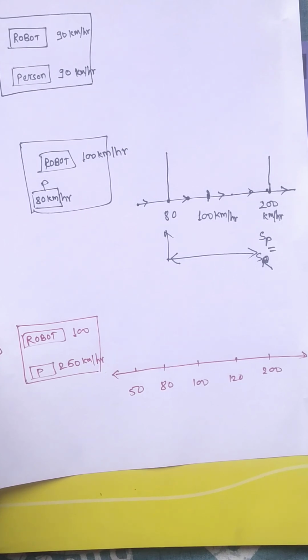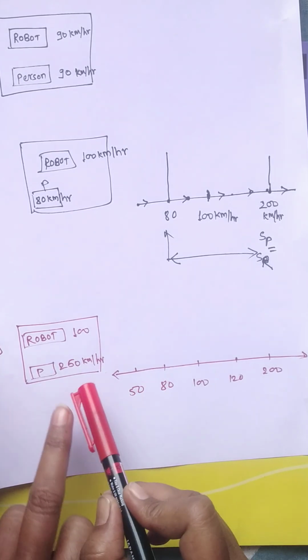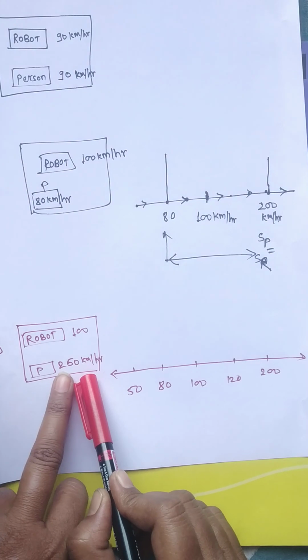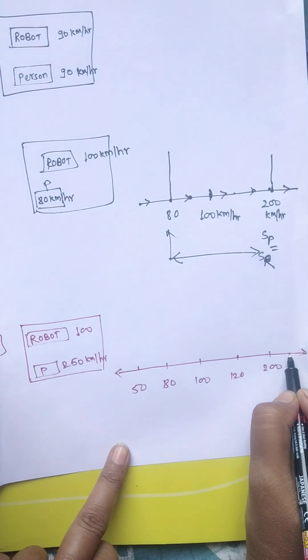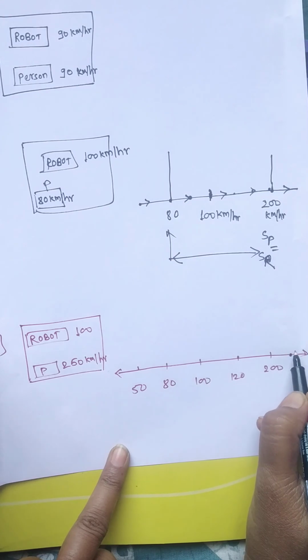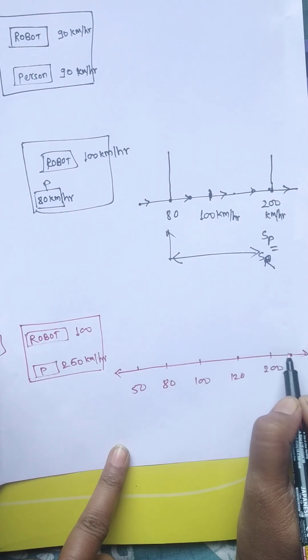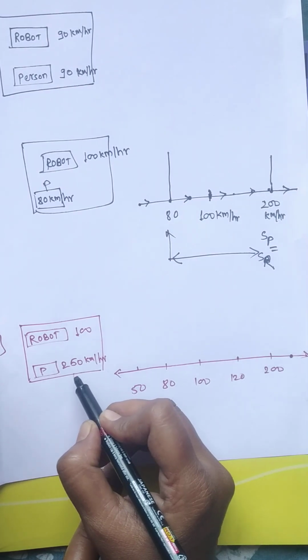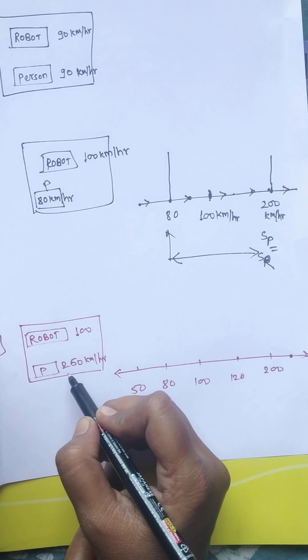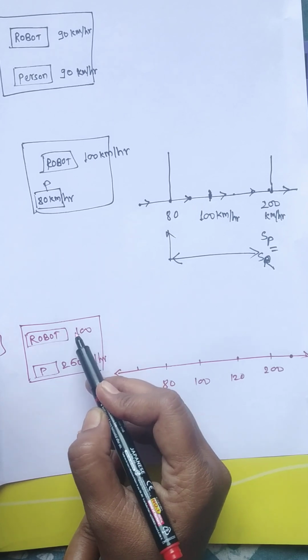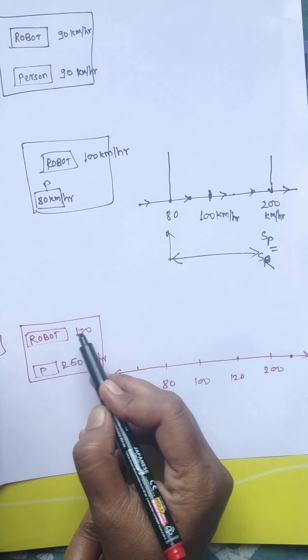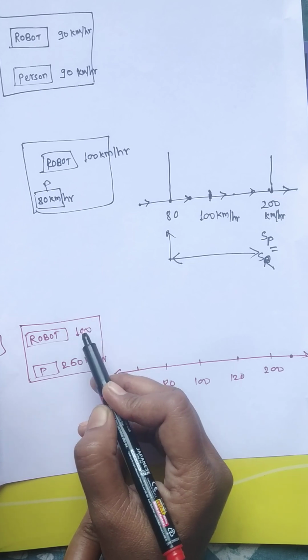Now let us see the second case, that is when the person is initially running at a very high speed, that is 250 km for example. Now again, if the person is decreasing his speed, 250, 220, 200 km per hour, but the robo can't detect because the robo is running at 100 km per hour.